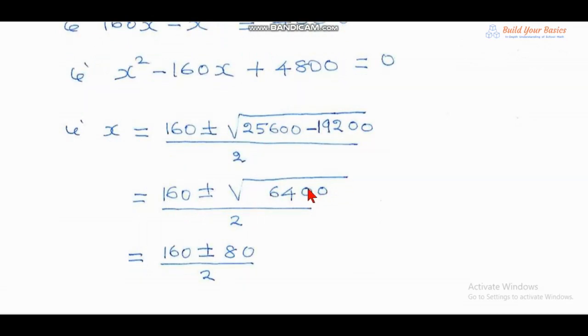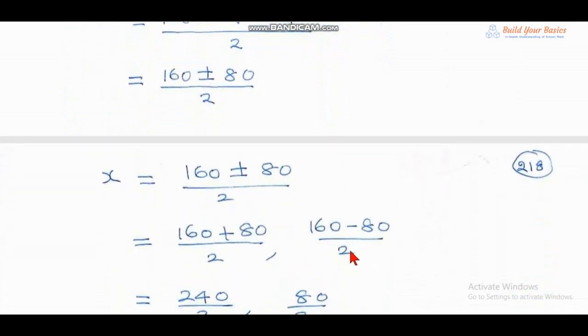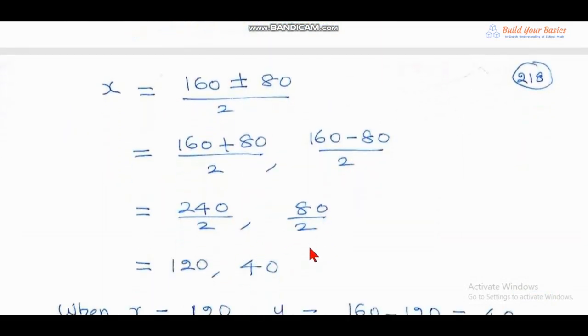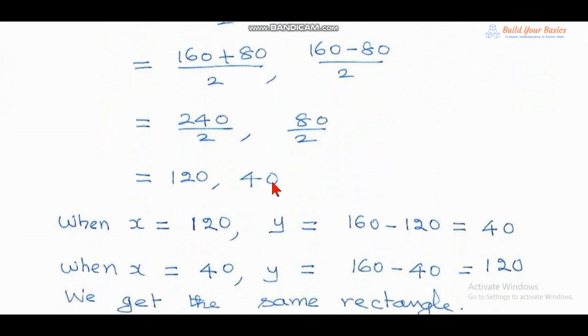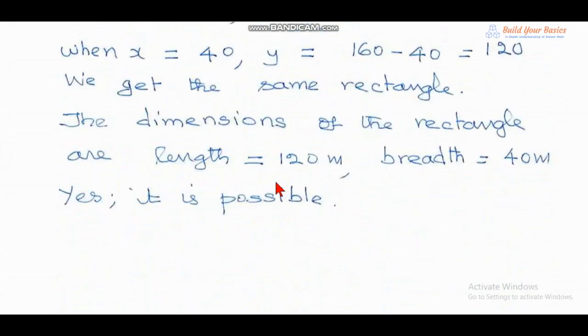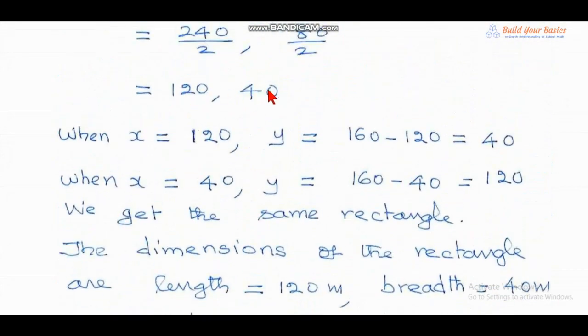Square root of 6,400 is 80. So 160 plus or minus 80 by 2. That is 160 plus 80 by 2 and 160 minus 80 by 2. That is 240 by 2 and 80 by 2. That is 120, 40. Now x, that is length, may be 120 or 40. Now everything is in terms of meters. So x is 120 meter or 40 meter.